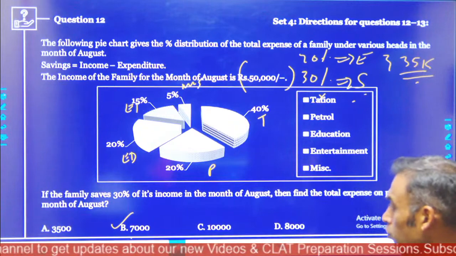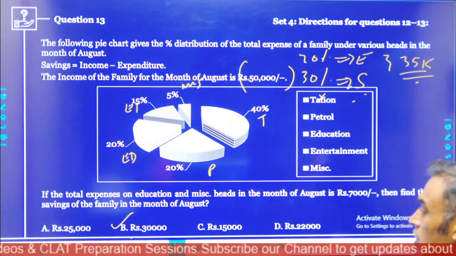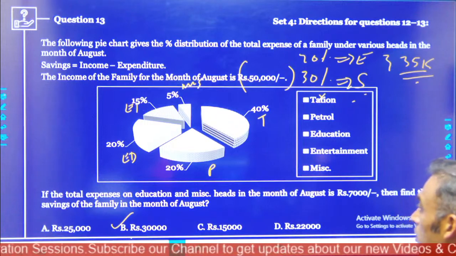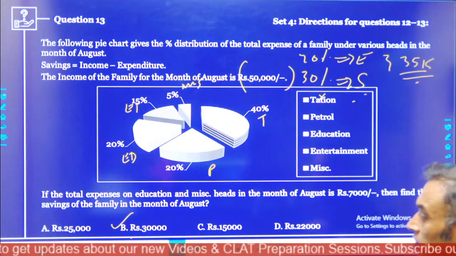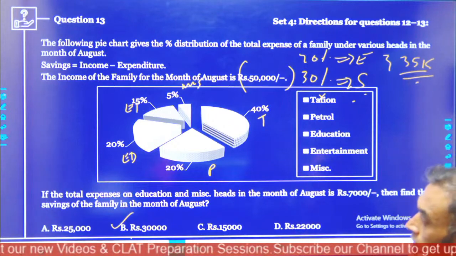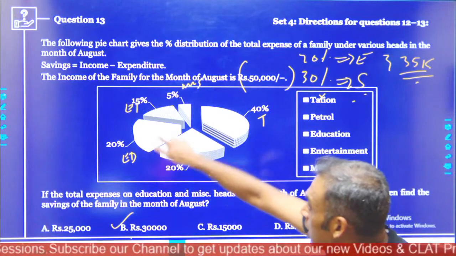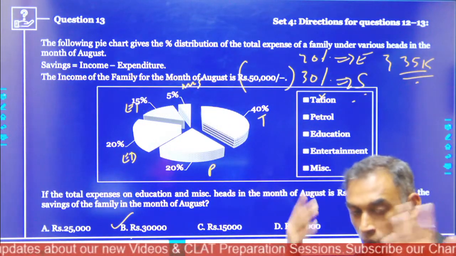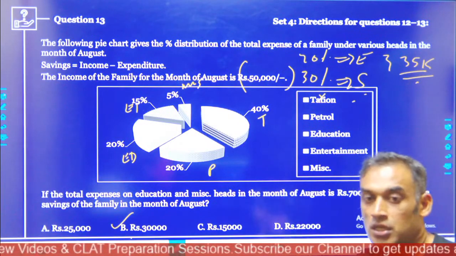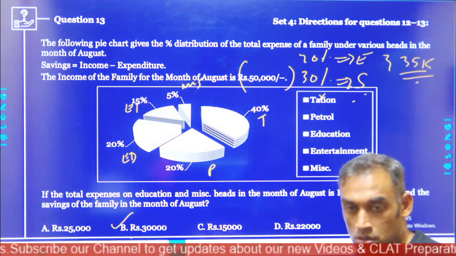All right. So let's move on to the second set now. If the total expenses on education and miscellaneous heads in the month of August is rupees 7,000, then find the savings of the family in the month of August. Okay. So now he's saying education, which is 20%, and miscellaneous is 5%. So he's saying, let's do it in the mind, that 25% of my expenses is 7,000, right?